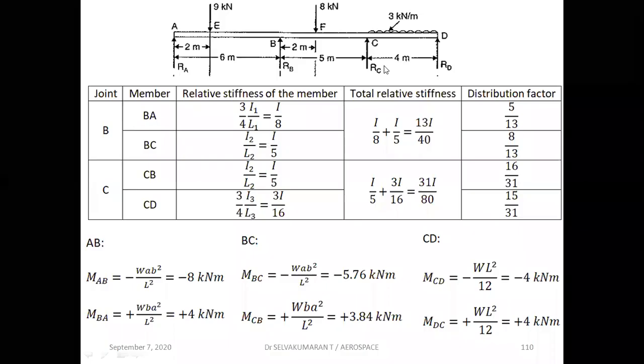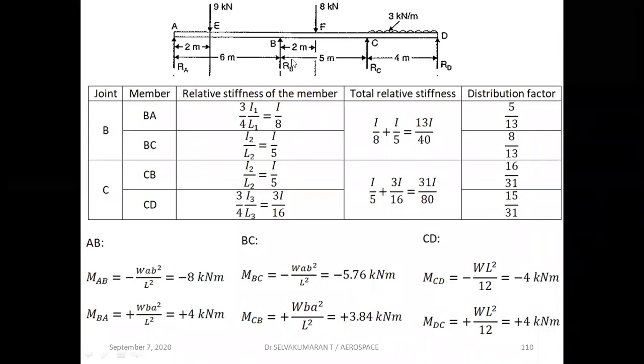Next problem, we have three spans: AB, BC, CD. So we have to consider two spans at a time. AB and BC, where B is the common joint, and BC and CD, where C is the common joint. Then BA is simply supported, so the stiffness is 3/4 I by L.